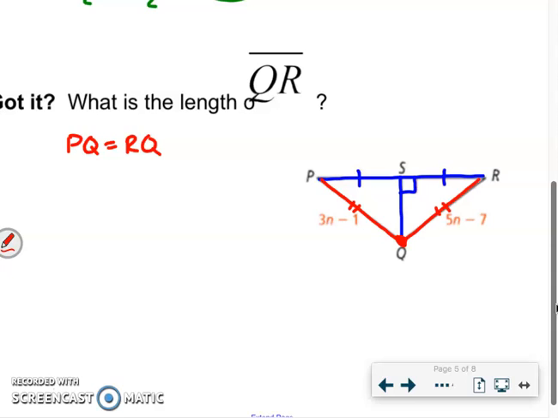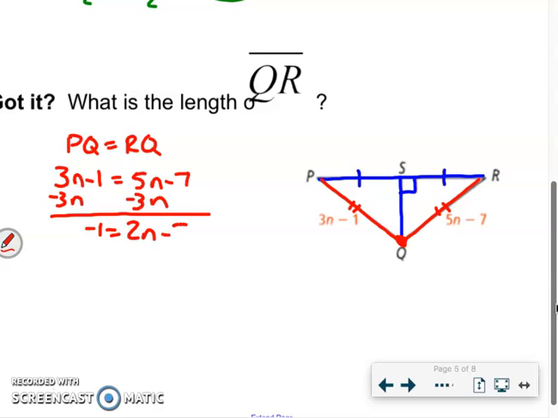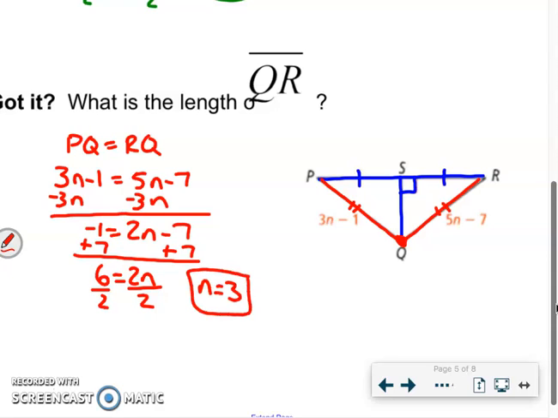Which means 3n minus 1 has to equal 5n minus 7, which means I can solve this for n. So I can get all the n's on the same side, and all the numbers on the same side. Be careful when you do negative 1 plus 7 to get positive 6. That means that 6 is equal to 2n, dividing both sides by 2. n is 3. We're going to answer the question now.